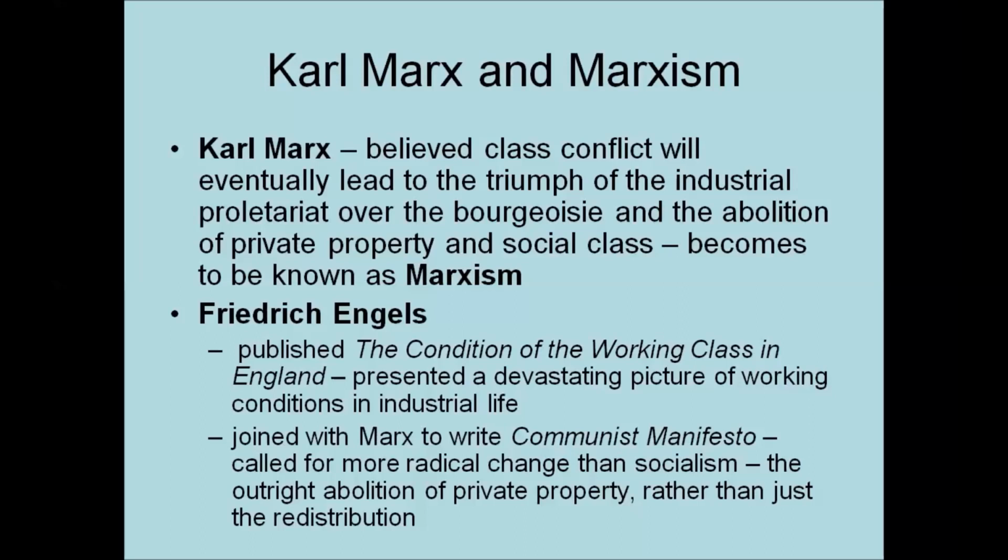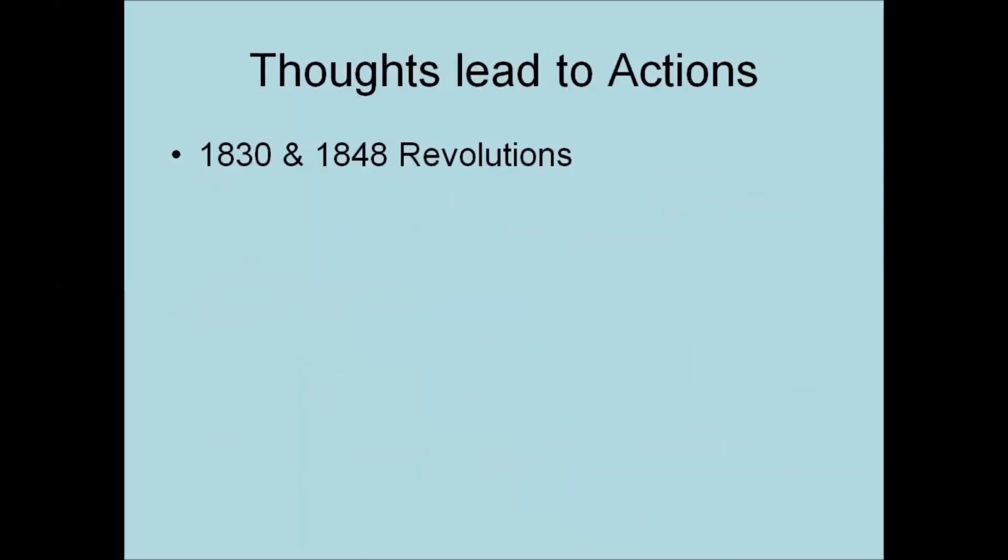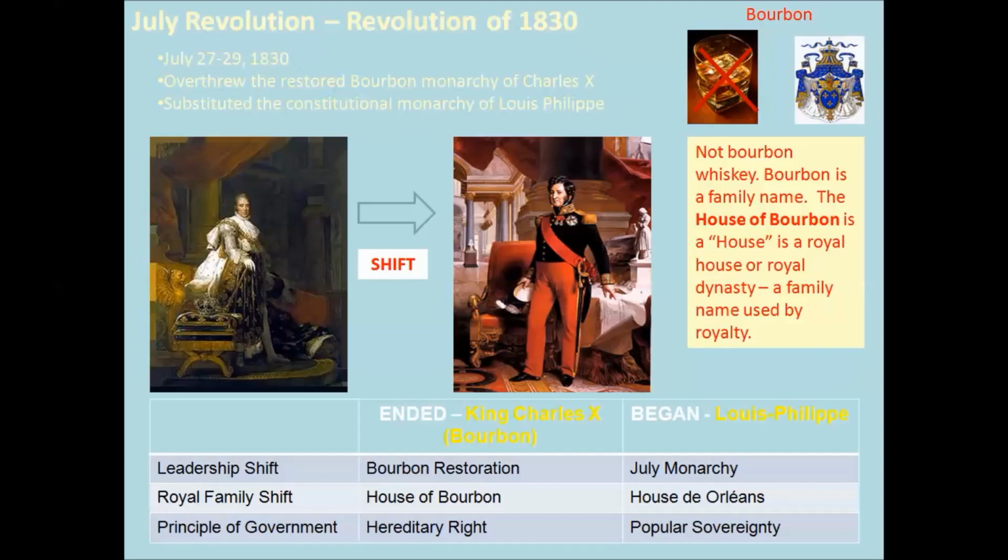They're going to come together, they're going to write the Communist Manifesto, they're going to call for radical socialism, the outright abolition of private property, not just redistribution. So everything will be owned by the public. So thoughts are going to lead to actions, and you're going to start to have revolutions. So I'm going to just stop right here, give you a little bit of a break, and then we'll get back to talking about the revolutions that come out of these ideas.